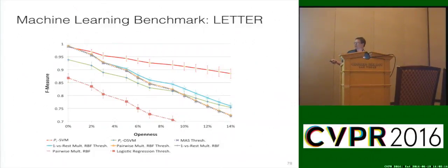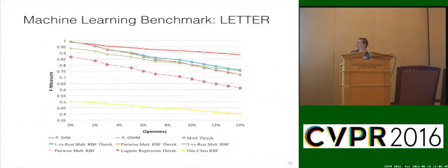And here we have a collection of different algorithms. So we have some very classic things like logistic regression, which people would think should be able to reject things it doesn't know. Our one versus rest normal SVM is in here. We have pairwise multi-class SVMs, and our Pi SVM is way up here. So again, the Pi SVM does pretty good, maintains much higher levels of performance as we vary it.